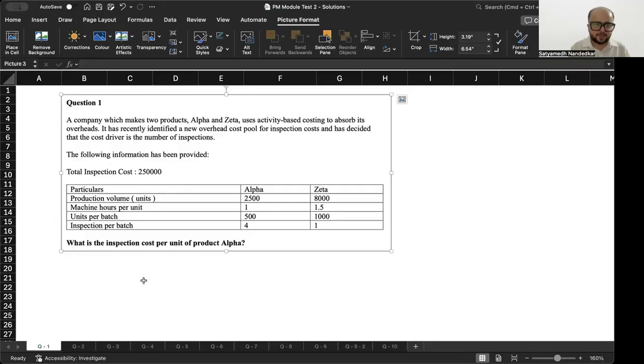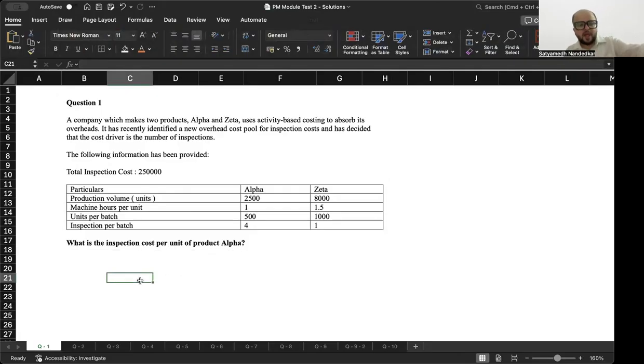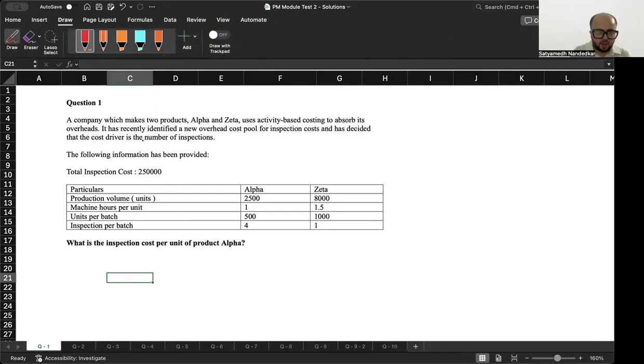This quiz again was on specialist cost accounting techniques. Now, a company which makes two products, Alpha and Zeta, uses activity-based costing to absorb its overheads. It has recently identified a new overhead cost pool for inspection cost and has decided that the cost driver is the number of inspections. And total inspection cost is 2,50,000.